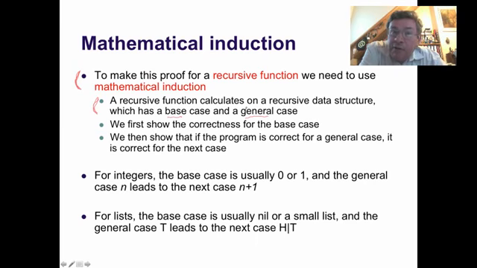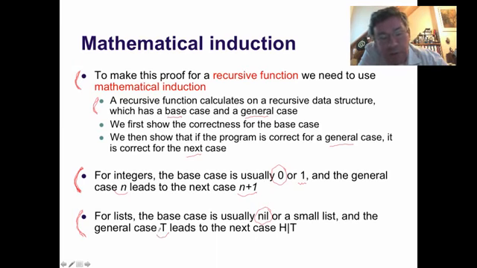So we first want to show correctness for the base case. This case will be 0 in our example. And then we want to show that if the program is correct for a particular general case, then it'll be true for the next case. So in our case, this is going to be integers. The base case is going to be 0, and the general case will go from n to n plus 1. In other programs, it could be 1, for example, or other kinds of small integers, but it's always going to have this general structure. If you have a program with lists, you also have a similar kind of structure. The base case will very often be nil or a small list, and then you have a general case, which is some list leading to a list of one more element. But for our example, we're going to look at integers.